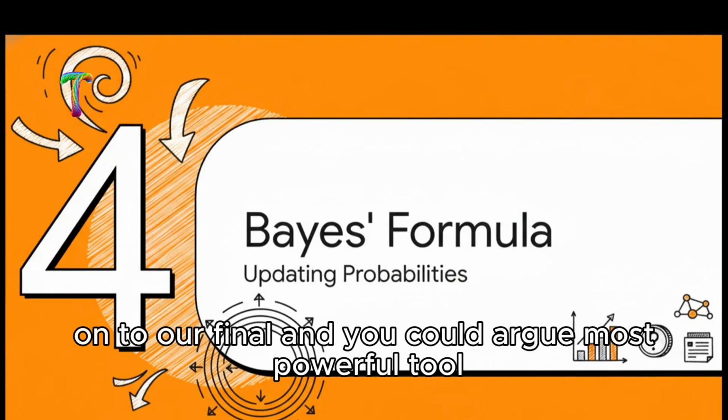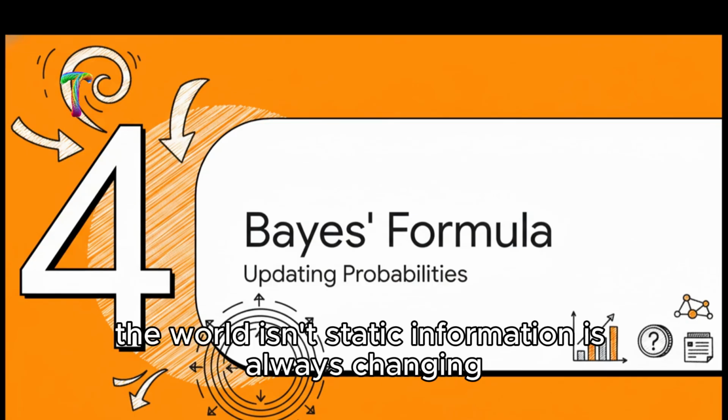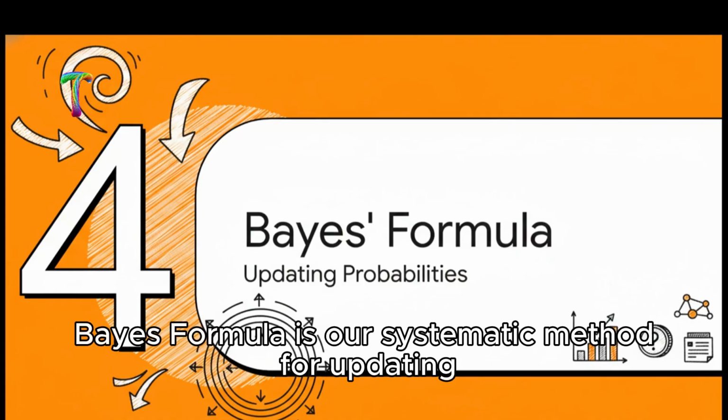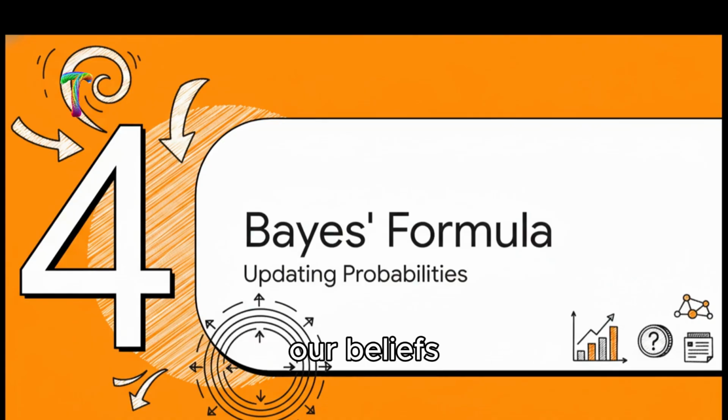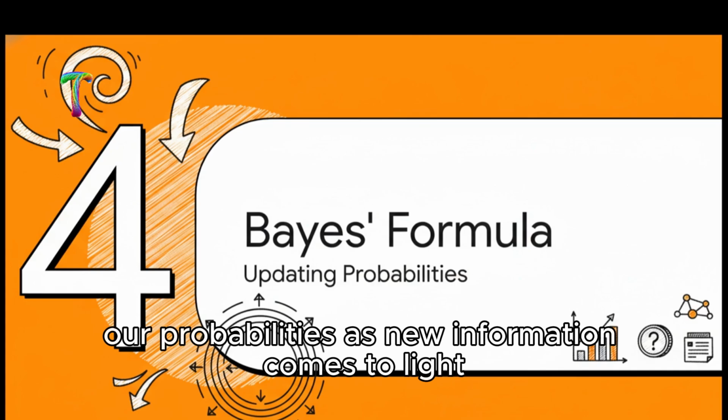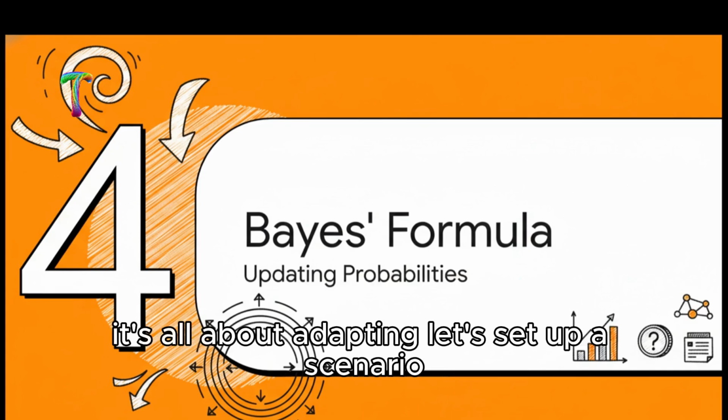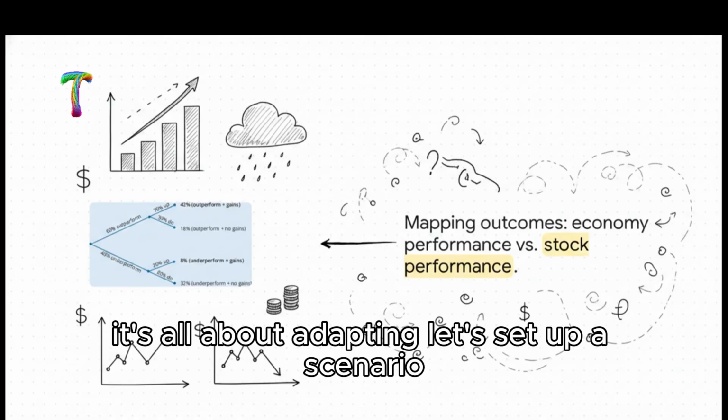All right, on to our final and, you could argue, most powerful tool. The world isn't static. Information is always changing. Bayes' formula is our systematic method for updating our beliefs, our probabilities, as new information comes to light. It's all about adapting. Let's set up a scenario.